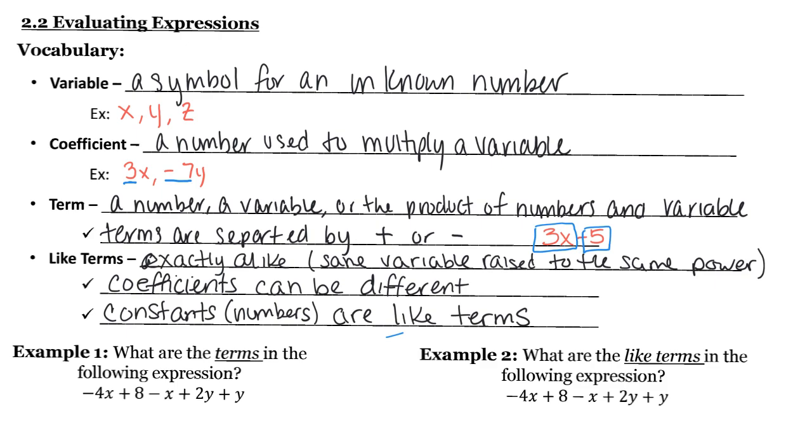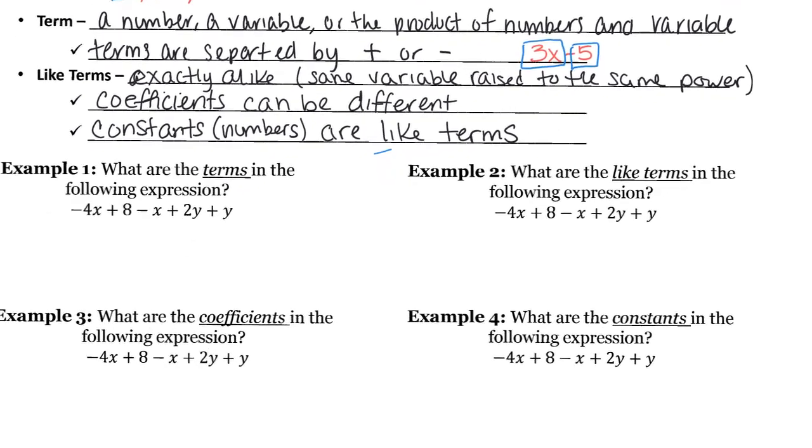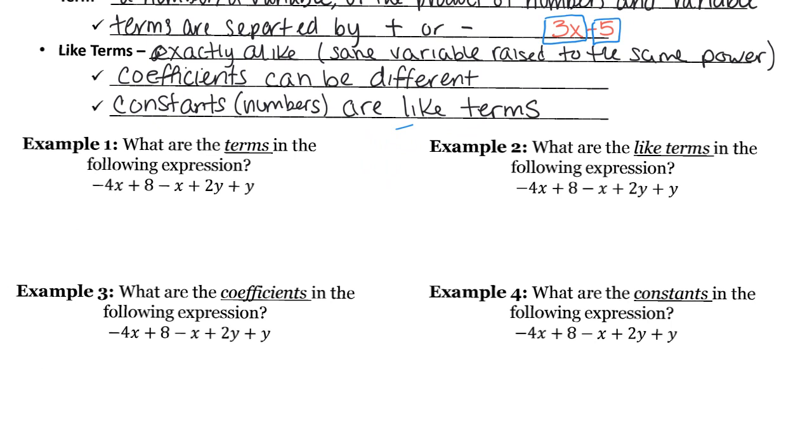All right, so we want to know, in example 1, what are the terms in the following expression? So remember, terms are separated by plus or minus. Okay, so this is separated by a plus. So is this, and this, and this, and this. So in this case, all of them are terms.